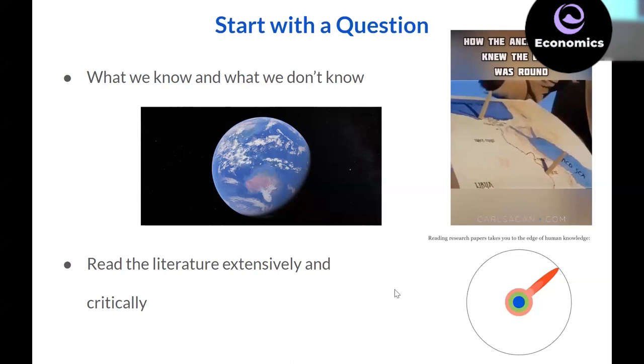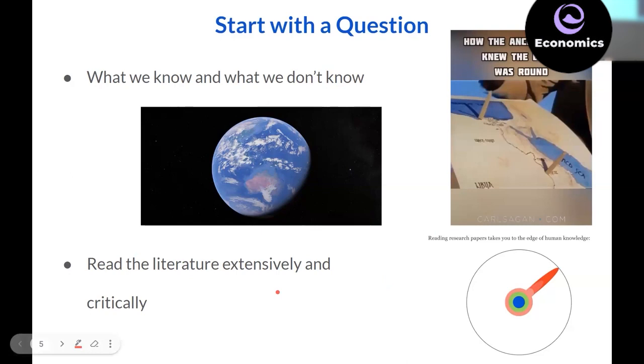So for example, we don't want to reinvent the wheel. It's a really useful one. Someone has done it. And a long time ago, the ancient Greeks already figured out the Earth was round using elementary geometry, right? So we don't need to figure out what kind of shape the Earth is. So start with the question, and you might have some idea what the answer might be, but you want to read the literature extensively and critically.